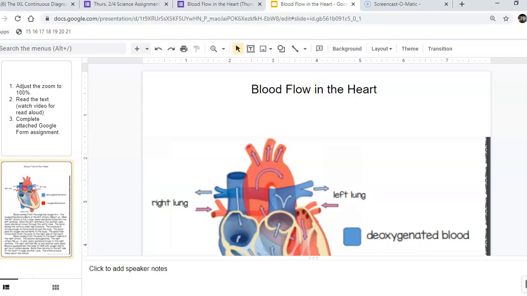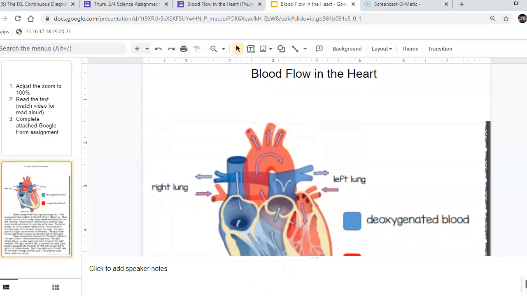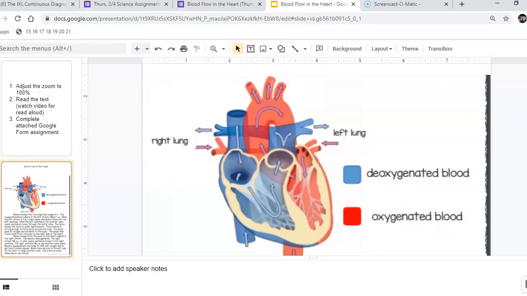All right, so if you haven't already done so, you need to make sure that you have the slideshow up. So it's attached to the assignment in Google Classroom. Have this slideshow up. Adjust the zoom to 100% so that this is easier to read. And go ahead and be looking at the diagram and listen to me explaining it.